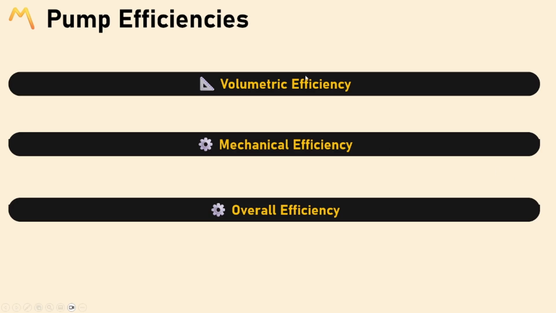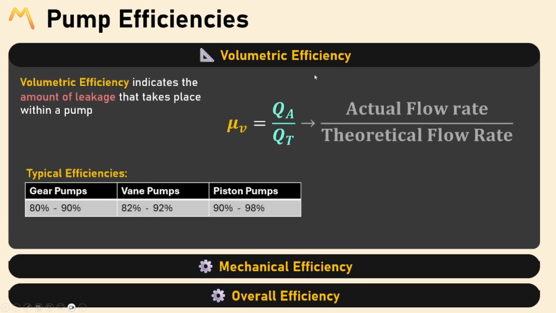Now, we have three different types of these efficiencies. However, the overall efficiency is really just the first two put together. Let's take a deeper look at the volumetric efficiency and the mechanical efficiency. We've actually already seen the volumetric efficiency, labeled as mu sub v, and it is a measurement of the amount of leakage that takes place within a pump. Again, we've already seen this.